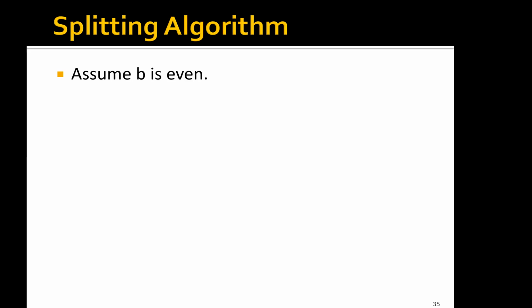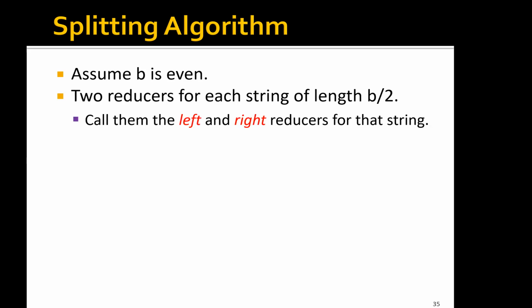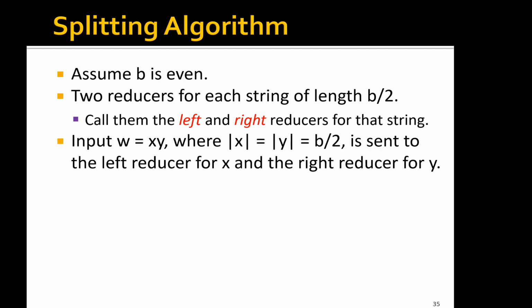Now here's an algorithm that's a little bit more subtle. Just to make life simple, I'll assume that B is even. I'm going to associate reducers with strings of half the length, that is length B over 2. For each string of length B over 2, there'll be 2 reducers. I'm going to call them the left and right reducers for that string. Now, if I take an input W of length B and break it into a left half of length B over 2, that's X, and a right half of length B over 2, that's Y, I'm going to send W to the left reducer associated with X, because that's the left half, and the right reducer associated with Y.